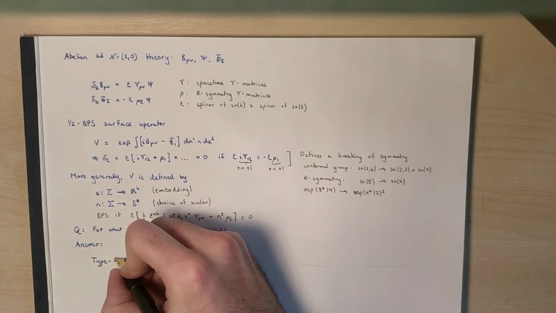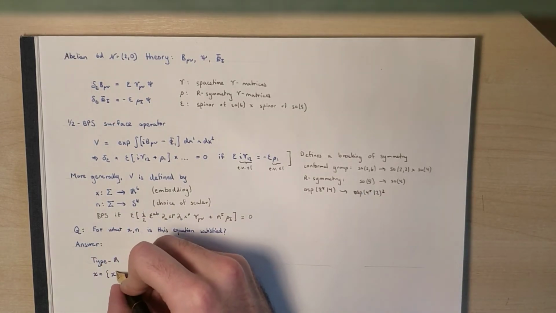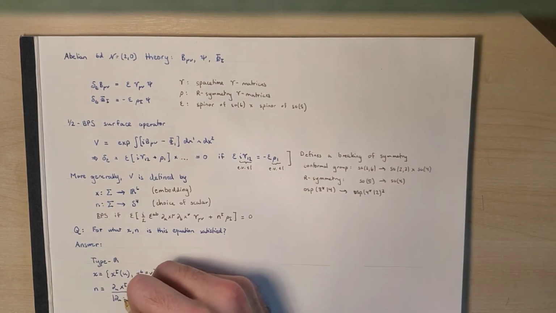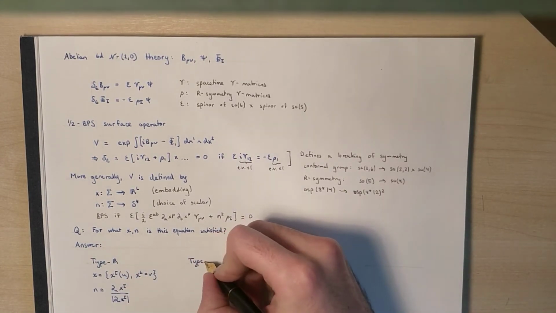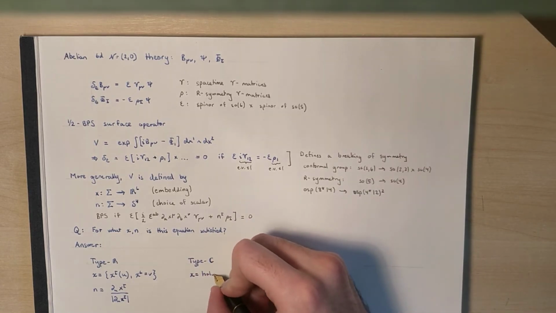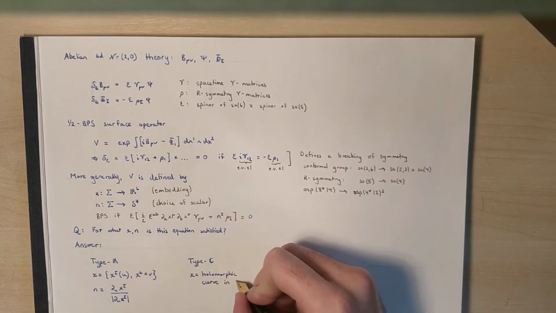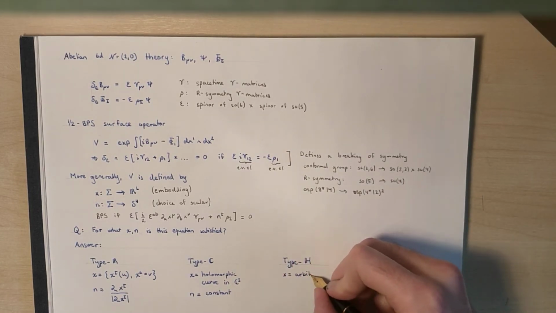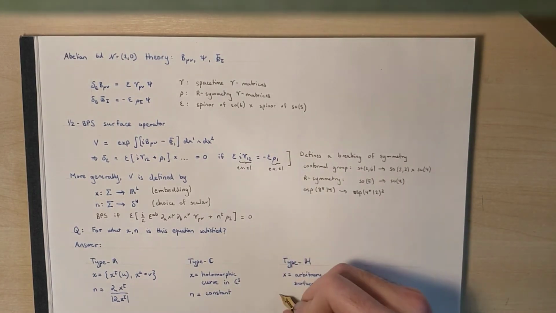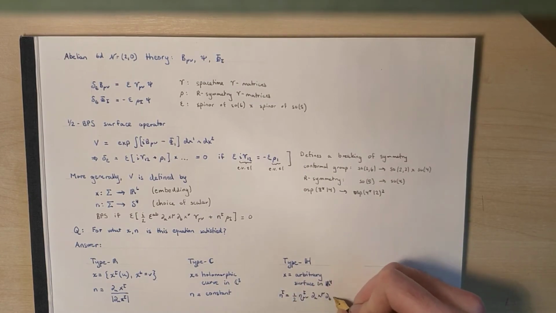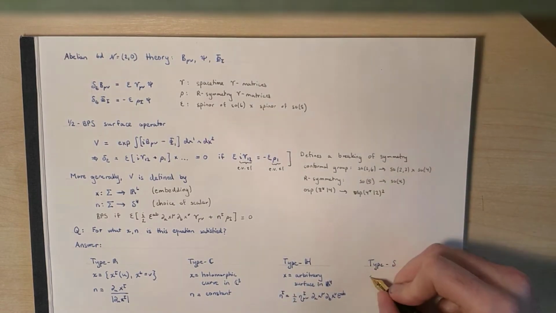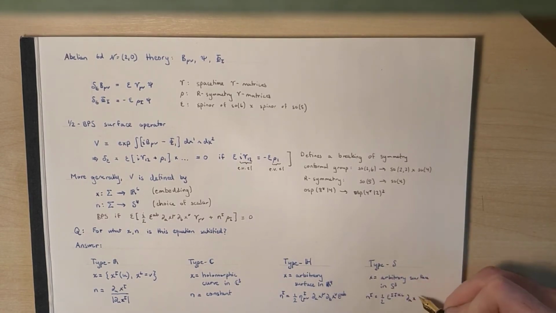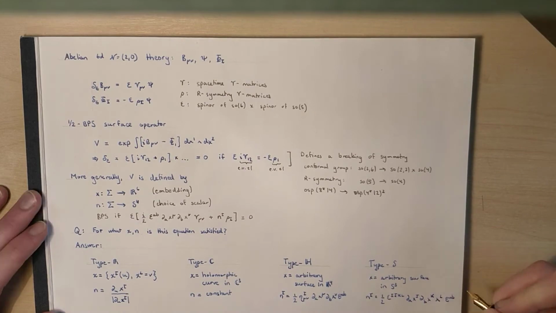What we found are 4 classes of BPS surfaces, which are type R, C, H, and S. Type R gives BPS surfaces defined by an arbitrary curve in R^5, type C are holomorphic curves in C^3, type H are surfaces in R^4, and finally type S are surfaces in S^3. Because of the time constraints, in the following I will discuss only type H.